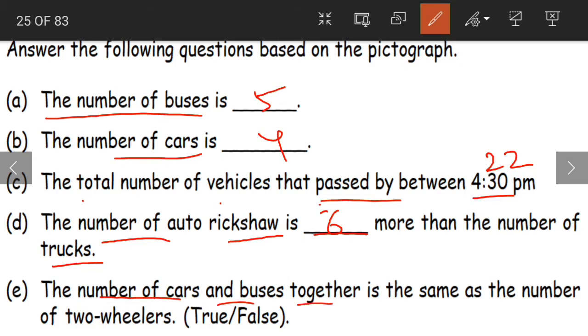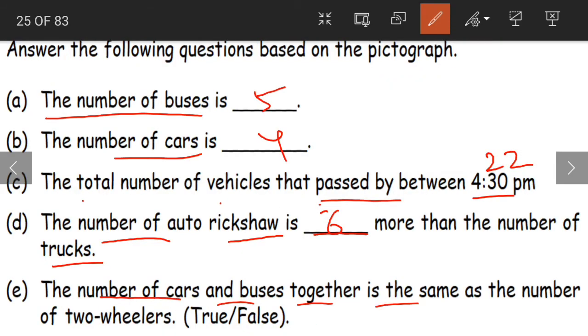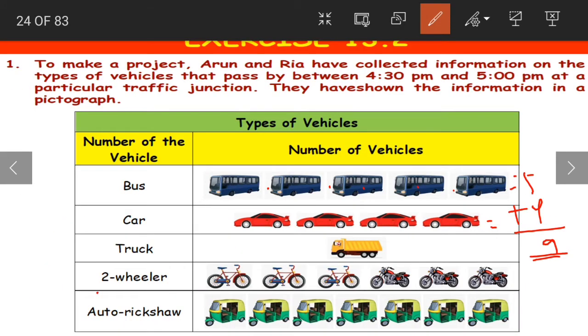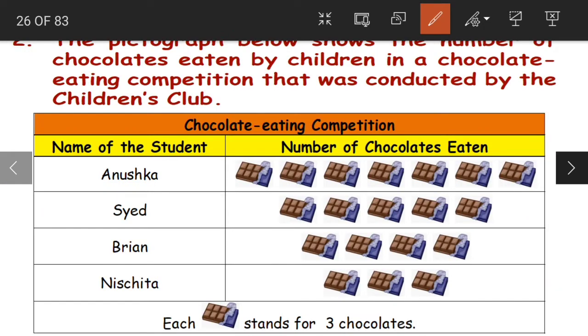The number of cars and buses together. Let us see. We are having 5 buses, 4 cars. So 5 plus 4 is equal to 9. Altogether is the same as the number of two-wheelers. Let us look how many two-wheelers we have. 1, 2, 3, 4, 5, 6. The total here was 9 and the number of two-wheelers is 6. Now is this same, children? Are these both the numbers the same? No, they are not the same. So the statement becomes false.